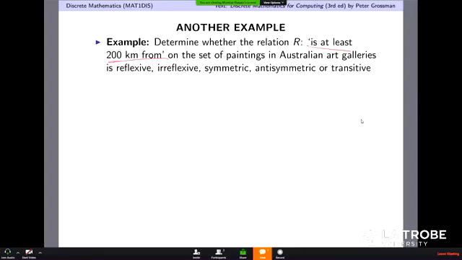So, number one, we look at reflexive. If X is related with X, is that true for all X that you choose from A? What is A here? The set of paintings in Australian art galleries. Why not? Because it's not 200 kilometers from itself. If an art gallery is in Bendigo, then a painting in Bendigo cannot be 200 kilometers away from itself. So it is not reflexive.